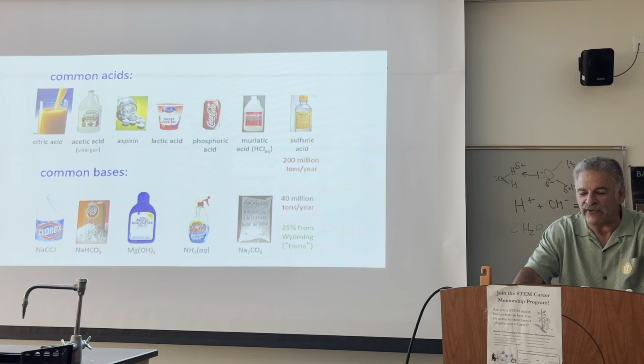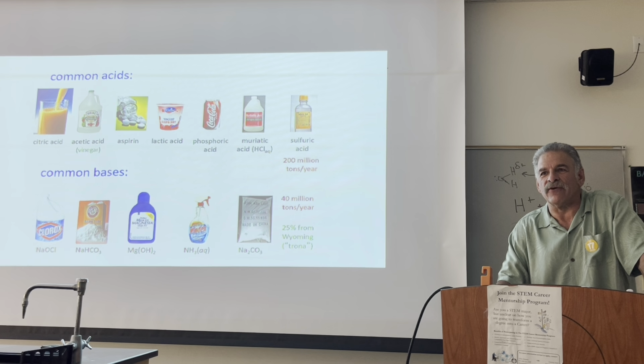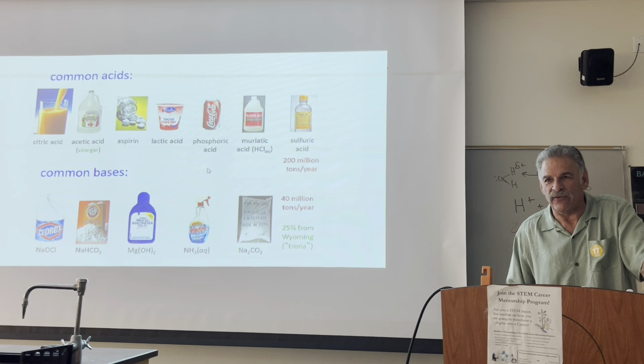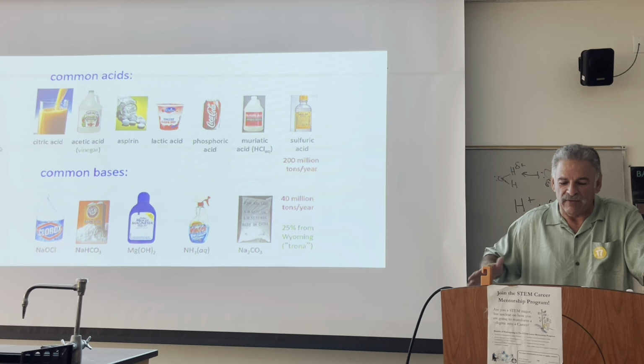So sulfuric acid, we make 200 million tons of sulfuric acid. That's a lot. If you think of F-250s or Cummins diesel 250s, that's 200 million of them filled up every year. Actually, more than that, because those are 3/4 ton, so it'd be more than 200 million.